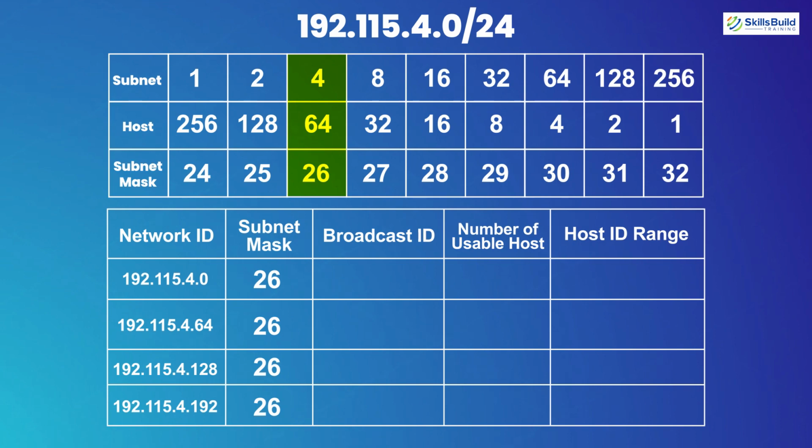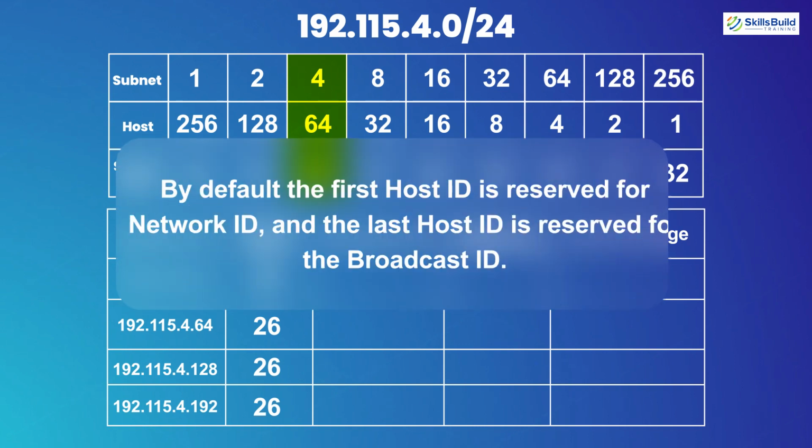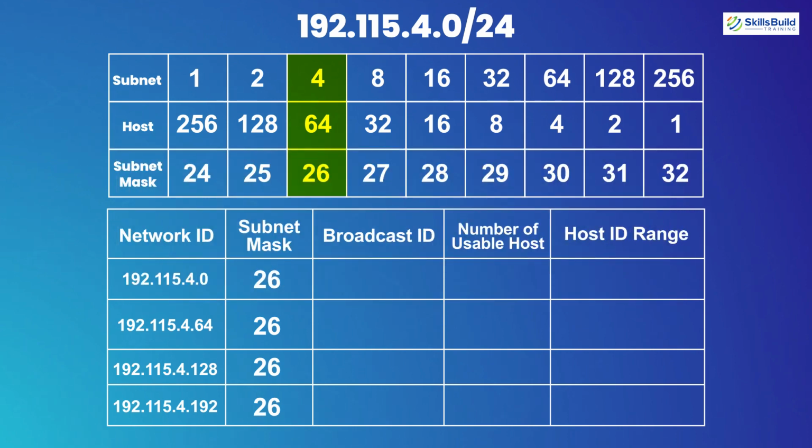Before finding the broadcast ID, we need to find out the number of usable hosts here. So as 64 is the total number of addresses in each subnet, but the first host ID is reserved for the network ID by default, means it will represent the network, and the last host ID is reserved for the broadcast ID. So if we minus 2 from the 64, we will have 62. It means the number of usable hosts will be 62 for each subnet. So it means we will have 62 usable hosts in every subnet here.